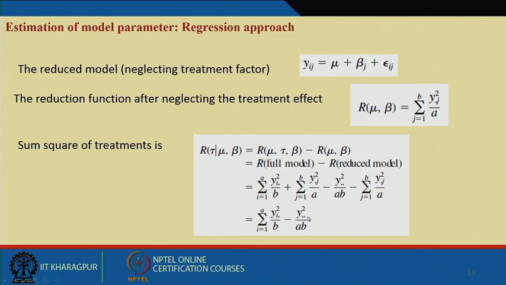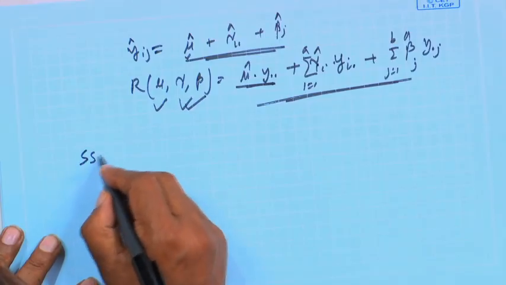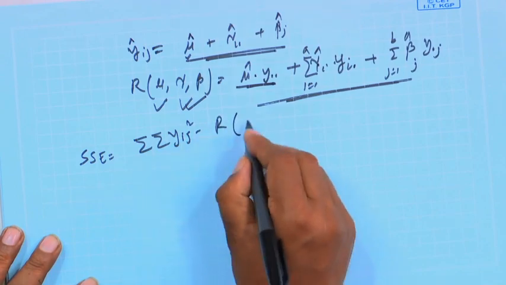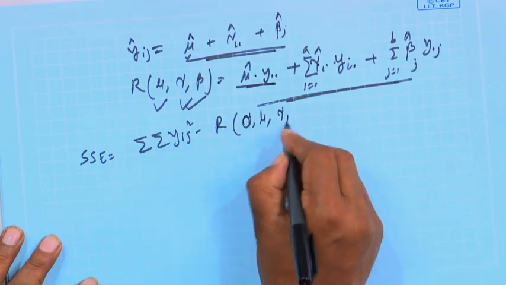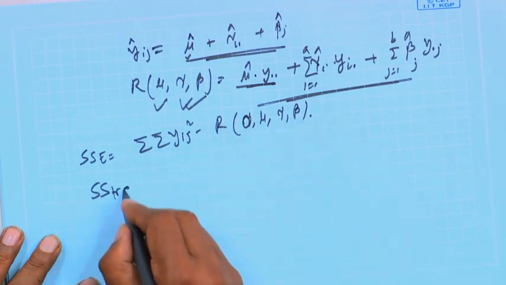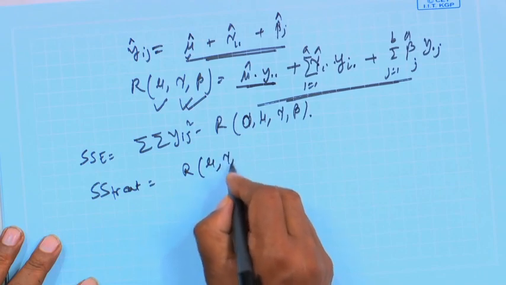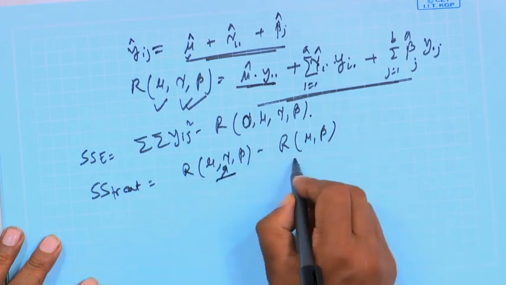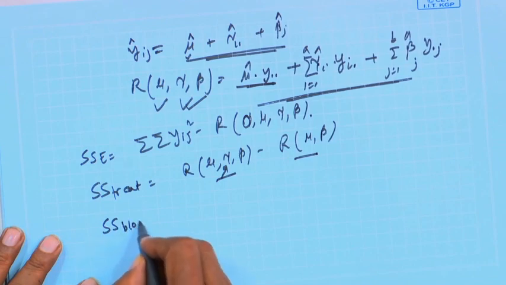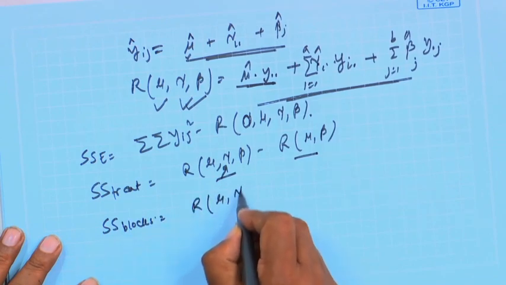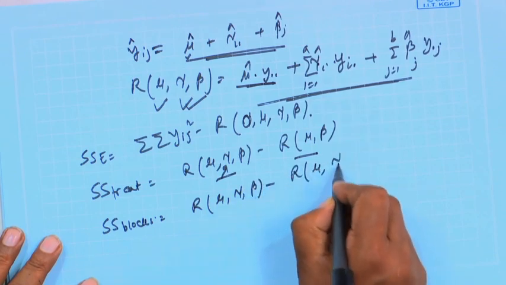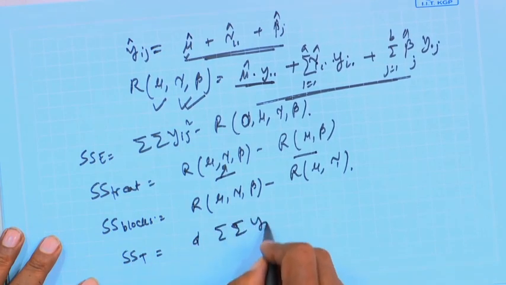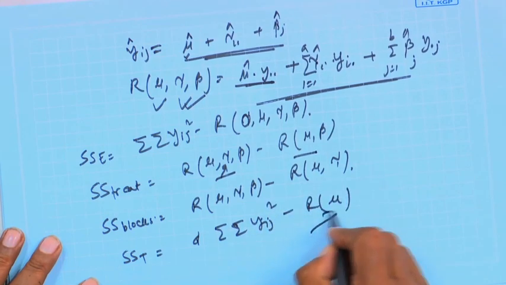So, if you want to know SSE, you need the sum square of the observations minus R(mu, tau, beta). If you want SS treatment, it is R(mu, tau, beta) minus R(mu, beta), because the tau portion is eliminated. Similarly, for the blocks, you find R(mu, tau, beta) minus R(mu, tau). If you want SST, you write the total sum of y_ij squared minus R(mu), which is how much comes from mu.